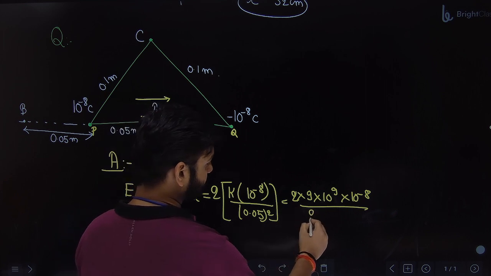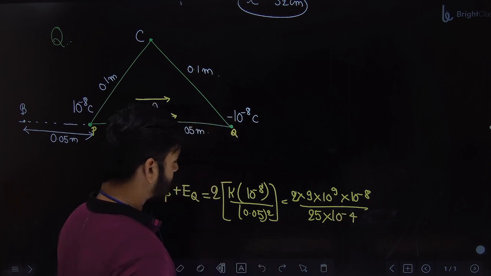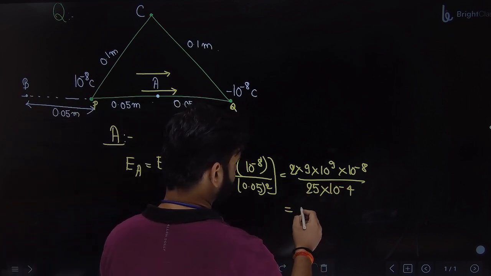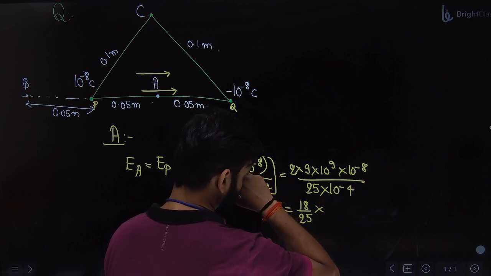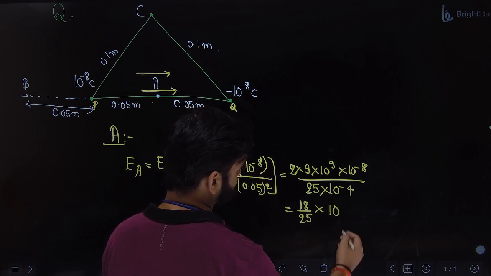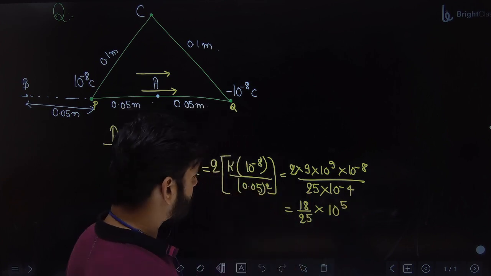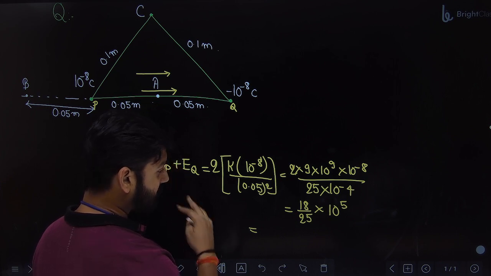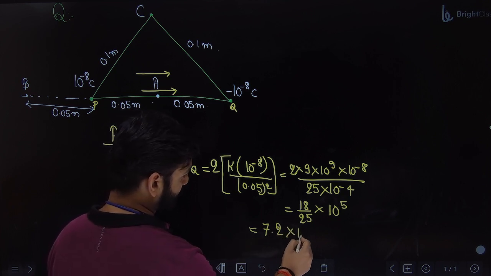So 2 into K is 18 into 10 to the power 9. The denominator will be 25 into 10 to the power minus 4. Let's solve it. 2 nines are 18. 18 by 25, and the power will be 10 to the power 5. Now let's divide it. 18 by 25. So 25 into 7 is 175. 50, 7.2. I'm getting 10 to the power 5.